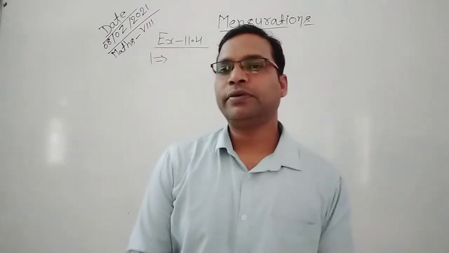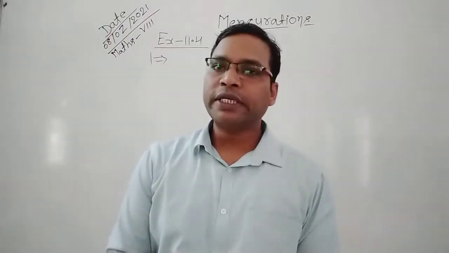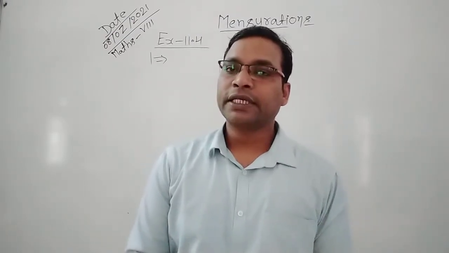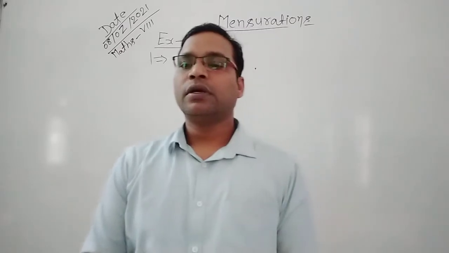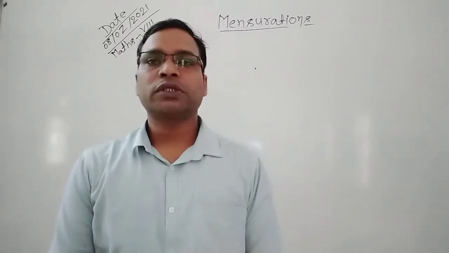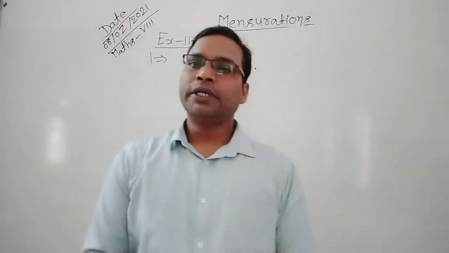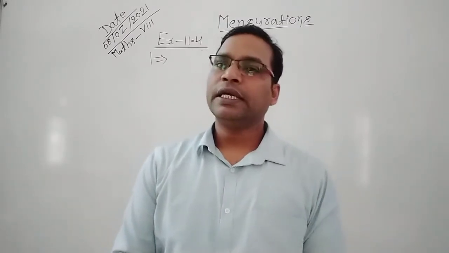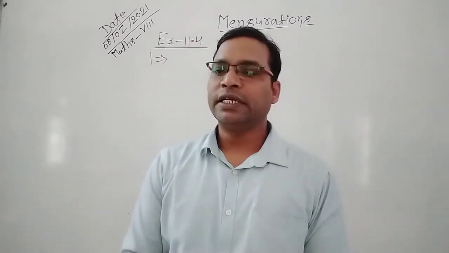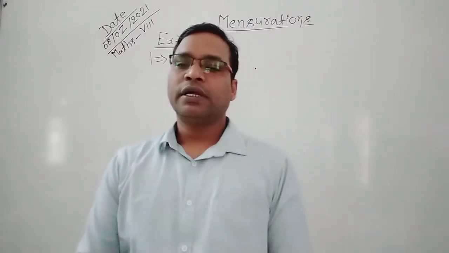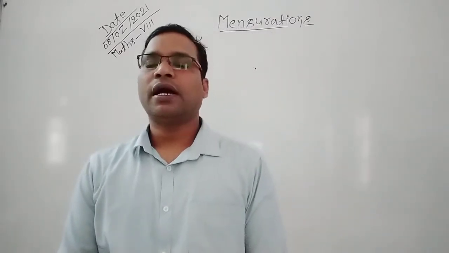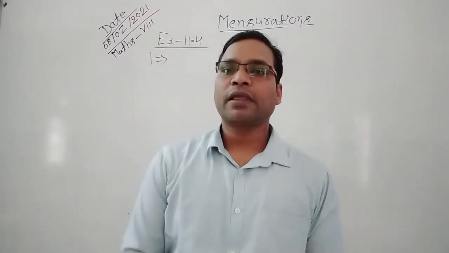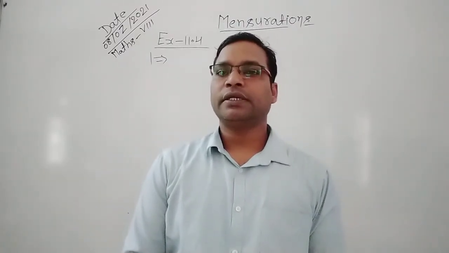Students, today we are going to discuss chapter 11, Mensuration, exercise 11.4. Question number 1: the diameter of a cylinder is 7 centimeter and its height is 16 centimeter. Find the lateral surface area of the cylinder and the total surface area of the cylinder.